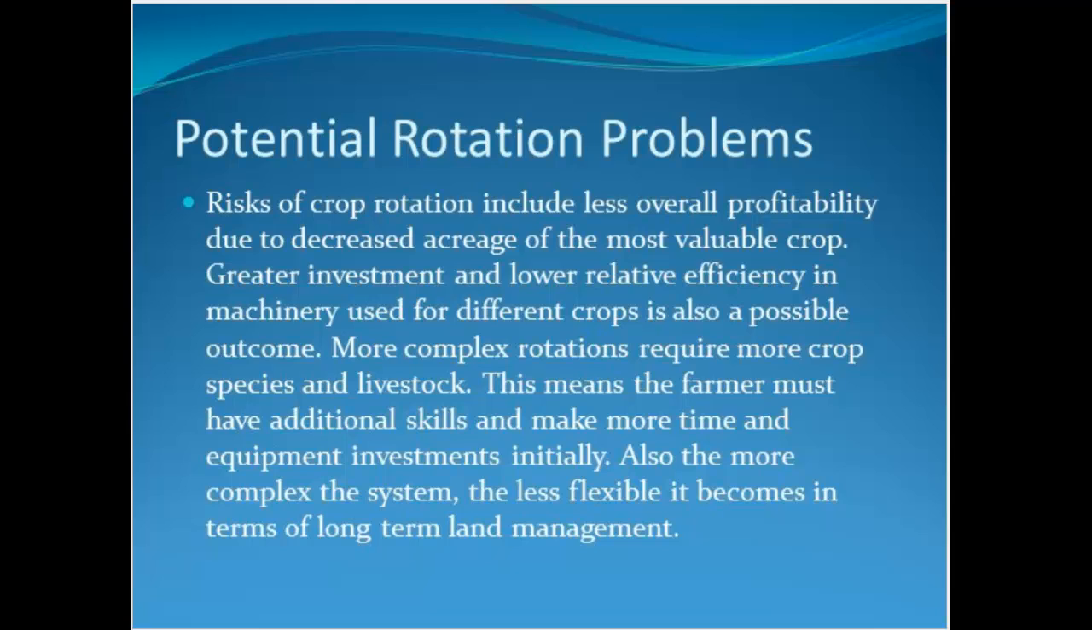One is that when you rotate, you obviously have to grow more than one crop, and so you are not spending all of your time raising your most profitable crop, which may result in loss of revenue for the individual farmer. The second thing is that in some cases specialized equipment may be required for each of the crops that you grow, and so the more crops you grow in a rotation rather than a monoculture, the more additional equipment has to be purchased, which can also impact the farmer's profitability.